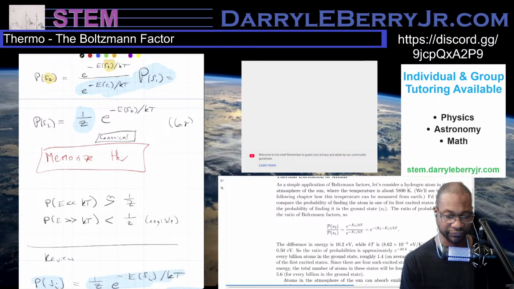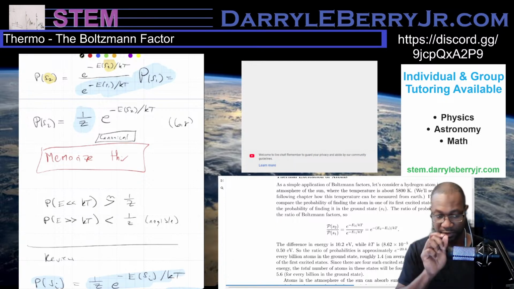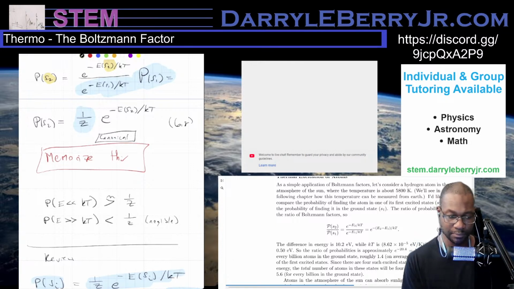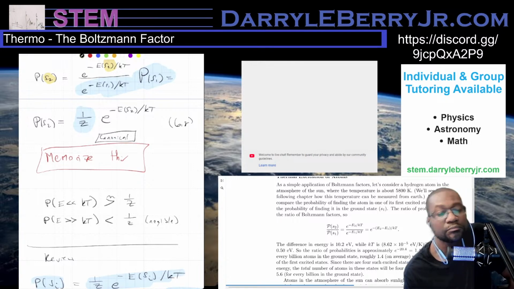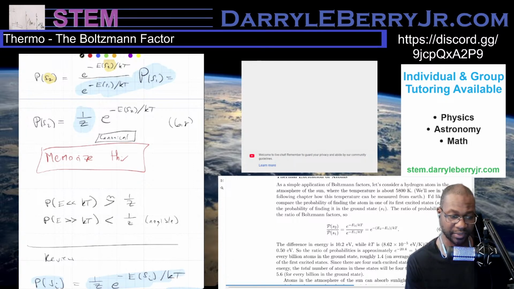For every billion atoms in the ground state, roughly 1.4 on average will be in any one of the first excited states. So the ratio of probabilities, excited state divided by ground state, is very small. For every billion atoms in the ground state, only 1.4 would be in an excited state. Since there are four such excited states, all with the same energy, the total number of atoms in these states will be 4 times as large, about 5.6 for every billion in the ground state.